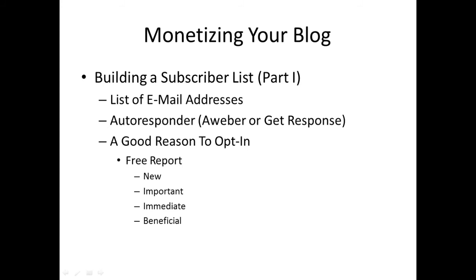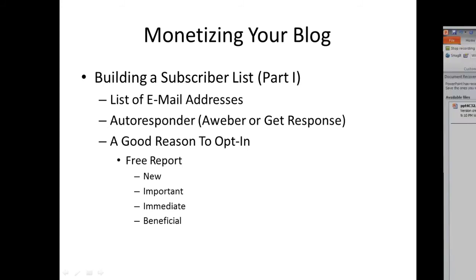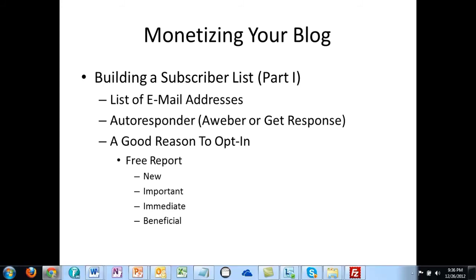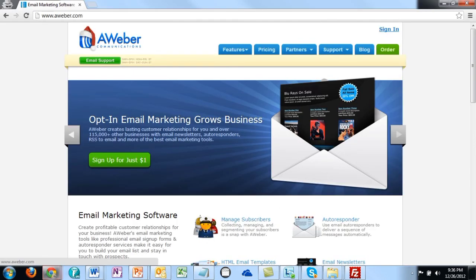So what are you going to need in order to build your subscriber list? Well, you're going to first need an autoresponder. One of the ways that you can do that, and I'll show you this here in a minute. We'll just slide this right over to the screen here. The name of the site is aweber.com, and you may have already heard of it. aweber.com is a website where you can create an autoresponder message.